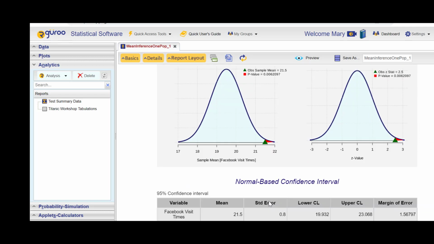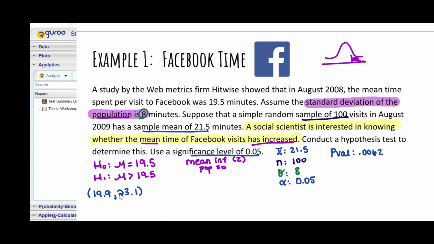Now I'm going to come down here and I'm going to write down kind of to the side the lower and upper boundaries of the confidence interval. So 19.9 to 23.1. And we'll revisit that in a moment. So I wrote that right here. All right. So going back to the p-value, I'm comparing the p-value to the significance level. The significance level is 0.05. I'm going to look at this and I can tell you that 0.0062 is less than 0.05.